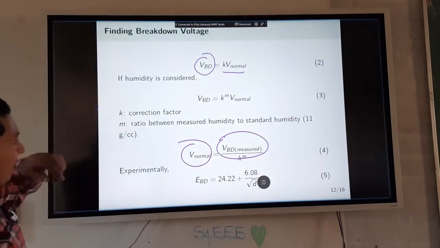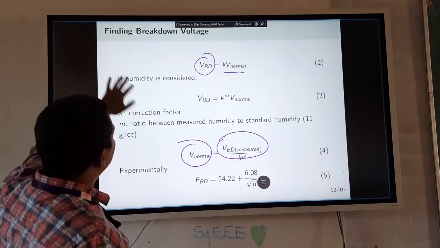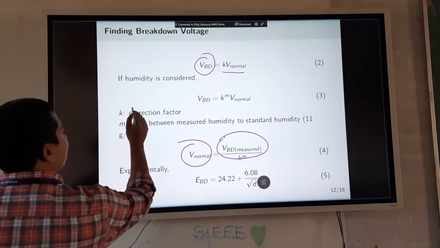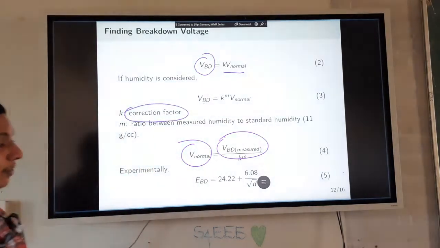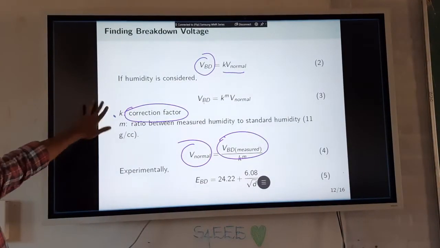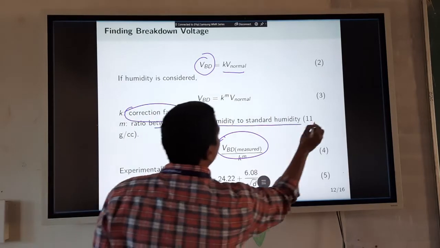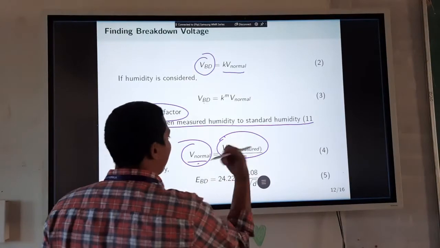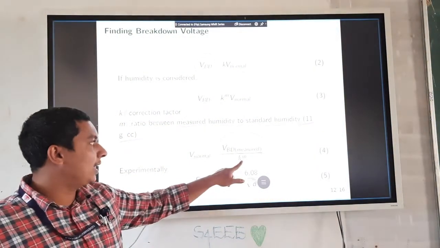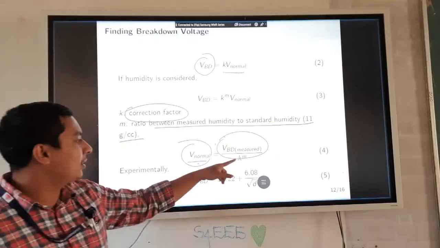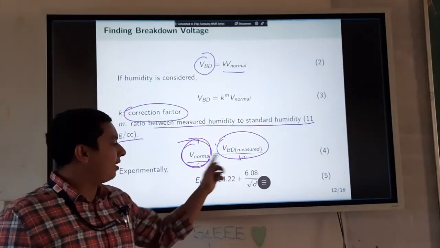Similarly, if humidity is also considered, then we get K raised to m, where K is known as the correction factor. The other K is for the humidity value. K is a correction factor, and m is the ratio between the measured humidity and the standard humidity. So with this we can find the V normal by using the correction factor K raised to m. We can incorporate that into whatever we measured and find the normal value this way.